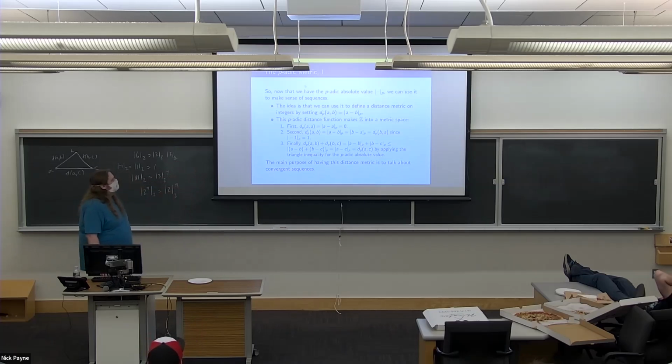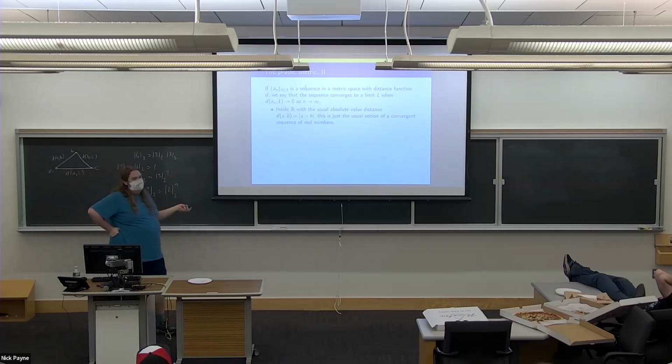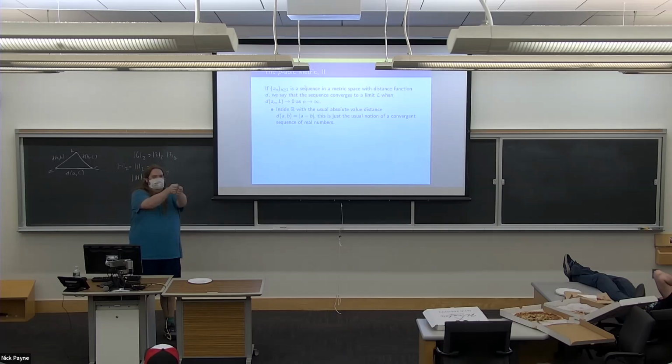So the purpose of having the distance metric is that it allows us to make precise the idea of convergence, to talk about things getting closer and closer together. Suppose I have a sequence in a metric space with a distance function. What does it mean for this sequence to converge to a limit L? Intuitively, if I have a sequence of numbers like A1, A2, A3, that converges to a limit, it means that the distance between my numbers and the limit goes to 0 as I go really far out in the sequence.